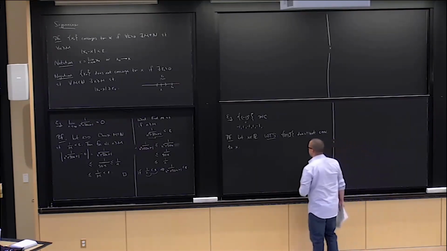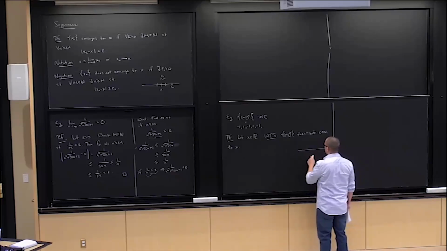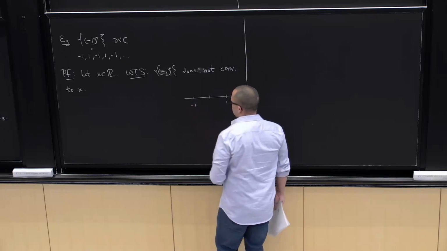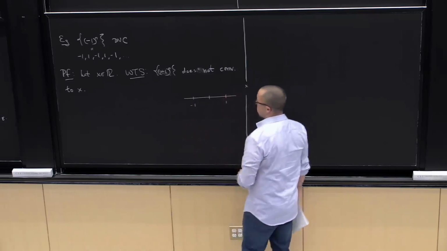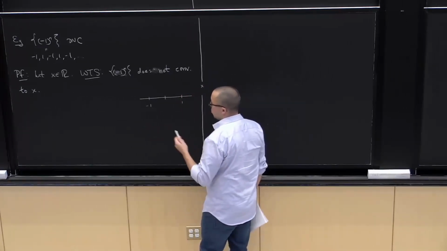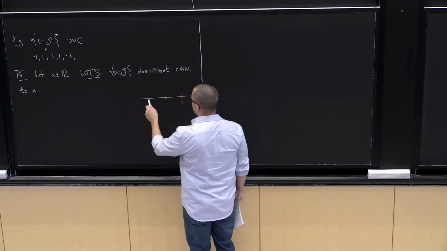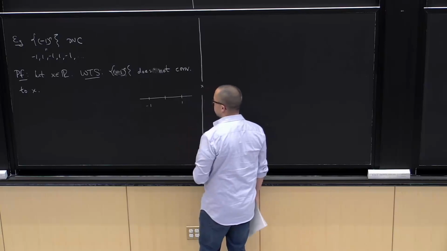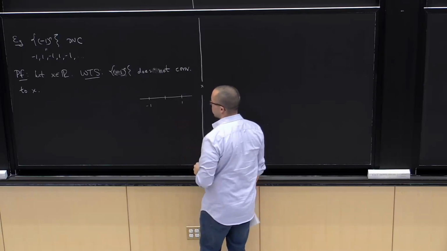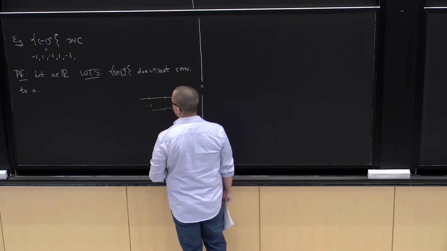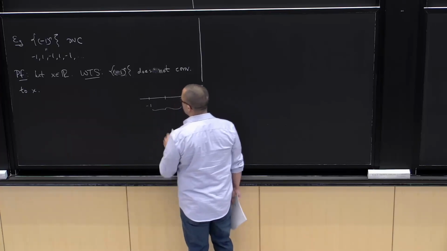And here's the kind of thinking that goes along with this. There's 1, there's minus 1. This sequence just keeps alternating, right? So intuitively, there's no way that every entry in the sequence can be getting close to some single x. So what's the idea? The idea is that the distance between these two guys is always 2.